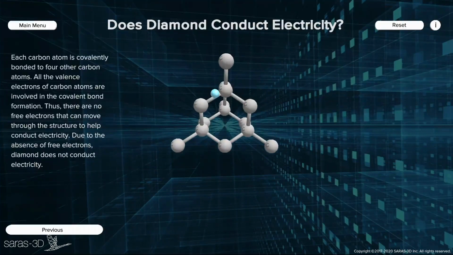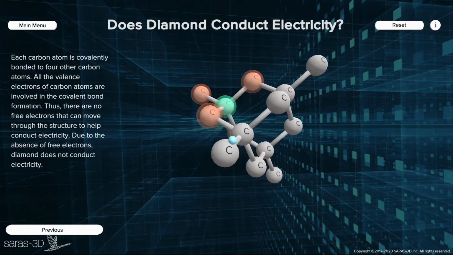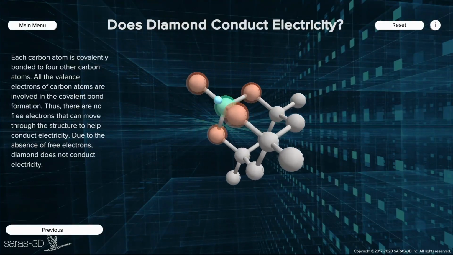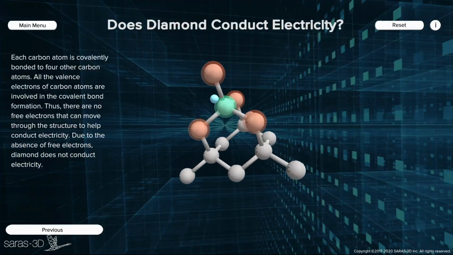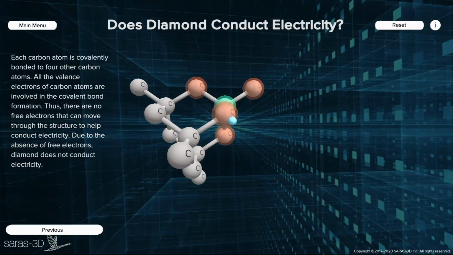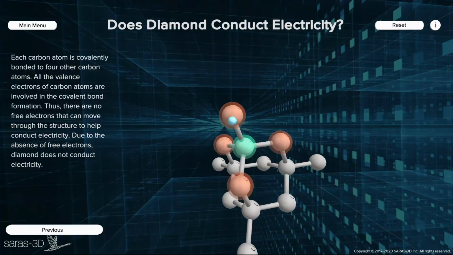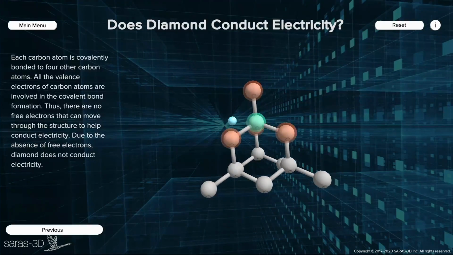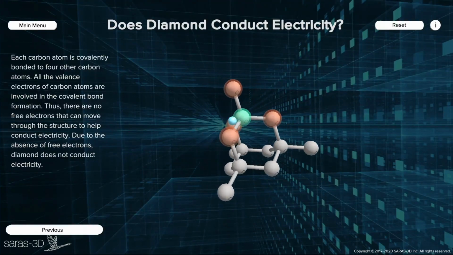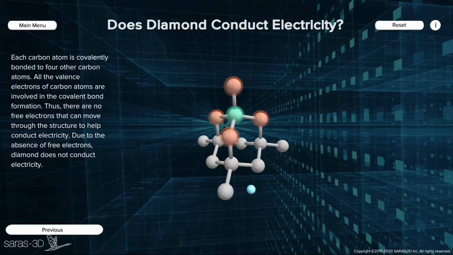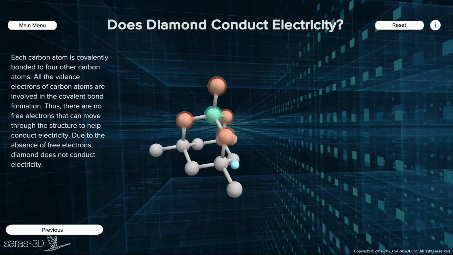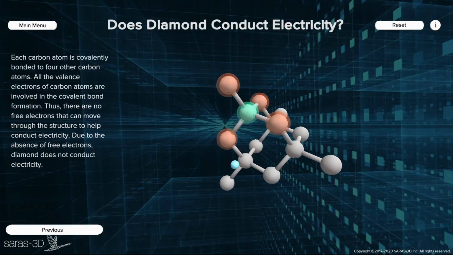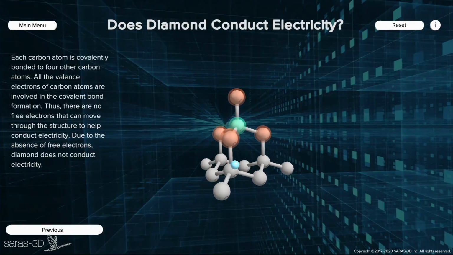Each carbon atom is covalently bonded to 4 other carbon atoms, as we can see here. This is the central carbon atom and it is bonded to 4 other carbon atoms. All the valence electrons of the carbon atom are involved in covalent bond formation. You can see each carbon atom has all its valency occupied, because they are all involved in covalent bond formation. So, what does that mean? That means there are no free electrons, right? There are no free electrons that can move through the structure to help conduct electricity.